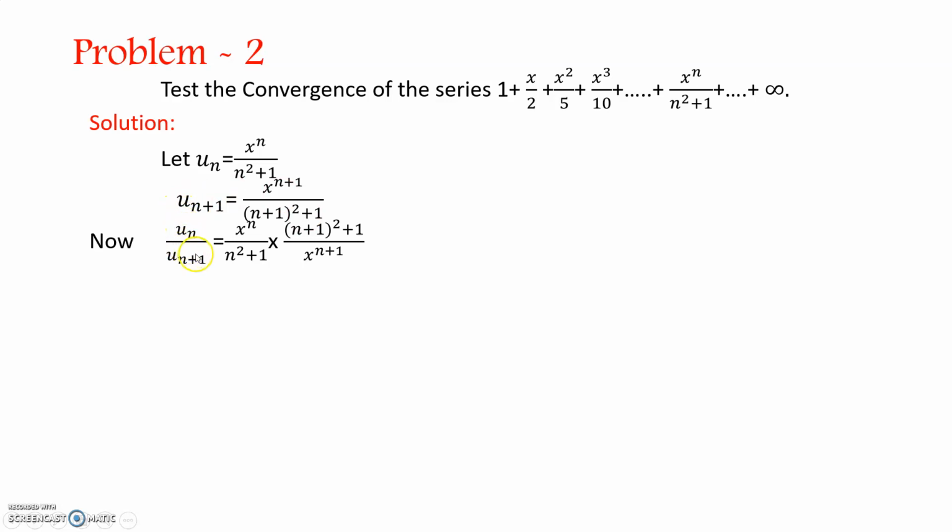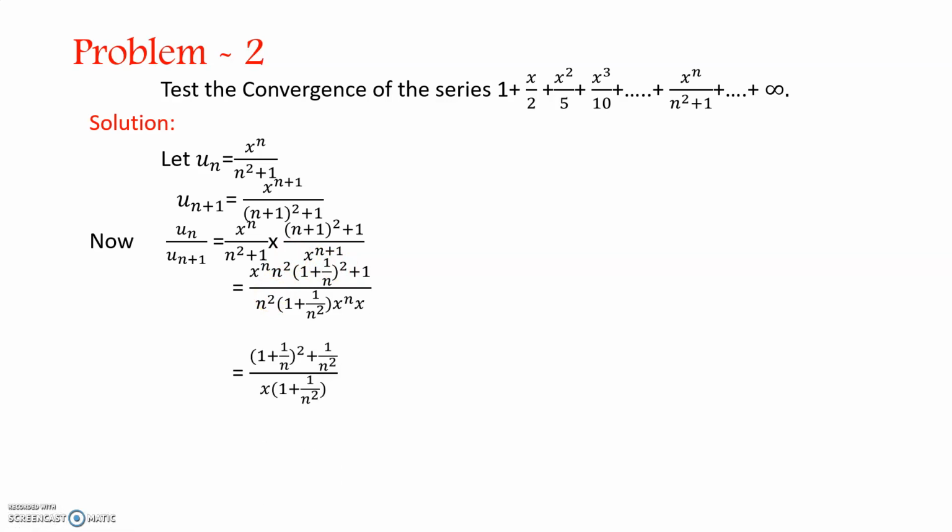Now un by un plus 1 is equal to x power n by n square plus 1 into, for this one take the reciprocal, n plus 1 the whole square plus 1 by x power n plus 1. So now this x power n plus 1 can be written as x power n into x. So here also take n outside, so n square into 1 plus 1 by n. In the denominator, here also take n square outside, 1 plus 1 by n square. So therefore, we can cancel this x power n, and the n square term will cancel.